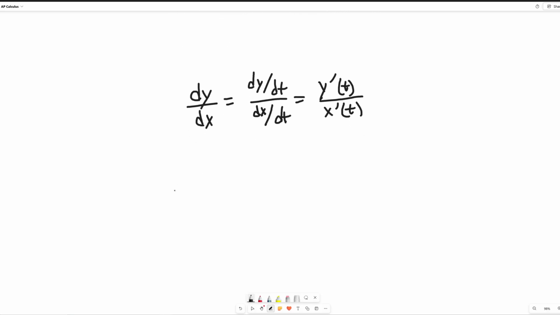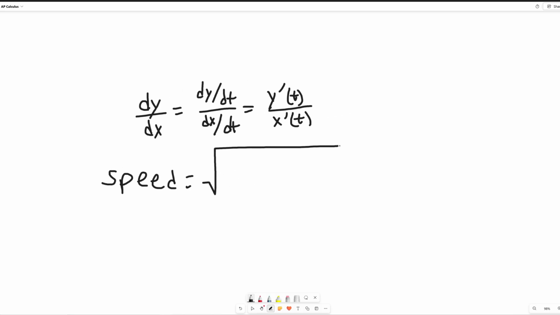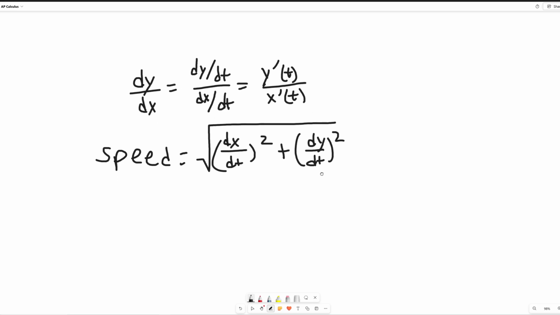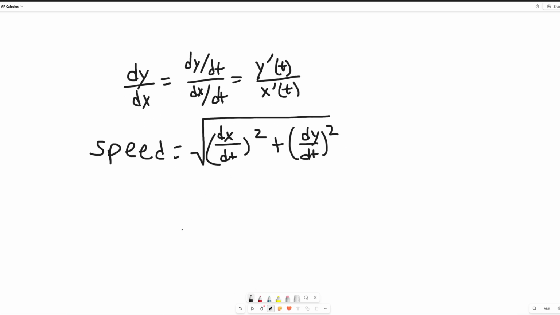That is going to be another formula. So speed equals the square root of dx over dt squared plus dy over dt squared. So if you wanted to find the speed at a certain time, first you have to plug your functions into these dx/dt and dy/dt, and then you plug your number in to find the speed at a certain point.